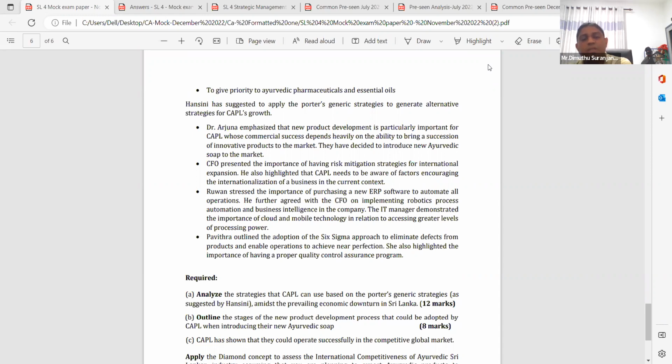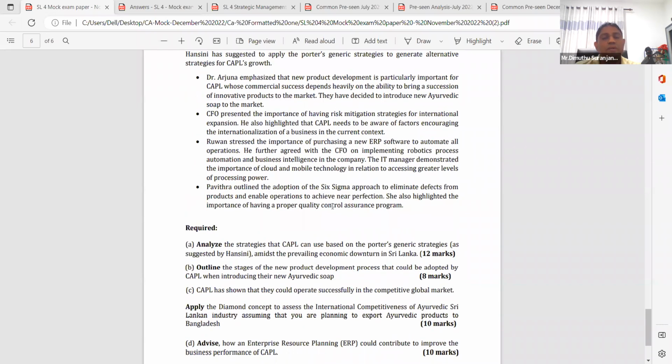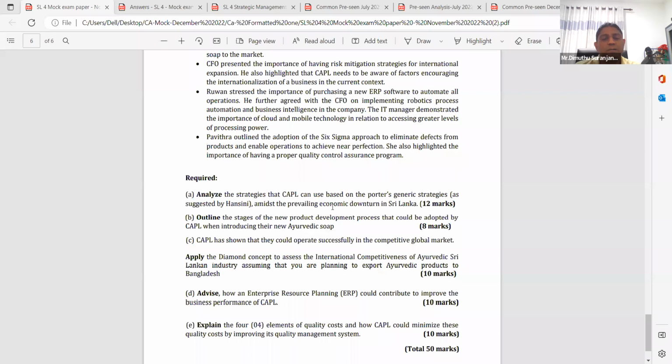Pavitra outlined the adoption of the Six Sigma approach to eliminate defects from production and enable operations to near perfection. She also highlighted the importance of having a proper quality control assurance program. That's why quality costs have been tested. No? To test that one, he's developing a question. Right.